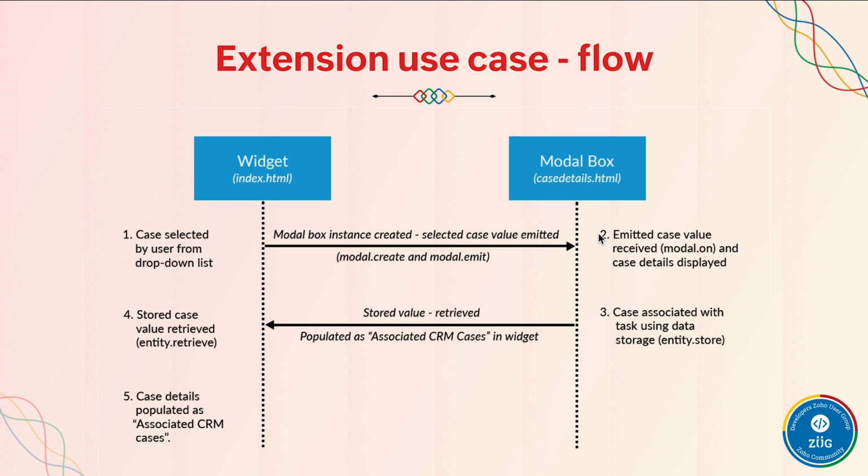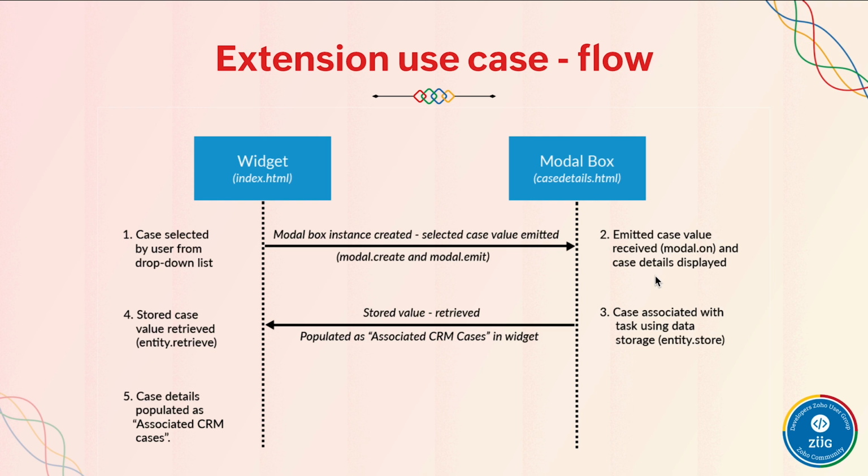So once that case ID is thrown to the model box UI, in the model box widget's end, that particular model box UI will have to receive that case ID which was emitted by the parent widget so that you can go ahead and display details specific to the particular case that was chosen. So using the model.on method, you can go ahead and receive the data in the model box end. So we've described in detail about each of these model box methods as part of our previous session. So using these methods only, we've gone ahead and handled creating a model box, emitting data to the model box and receiving the data in the model box end.